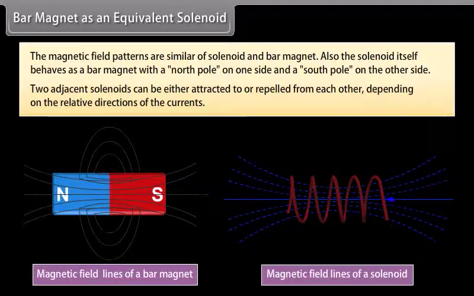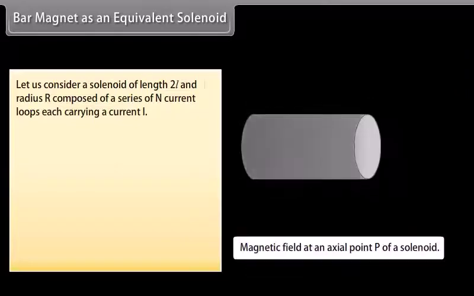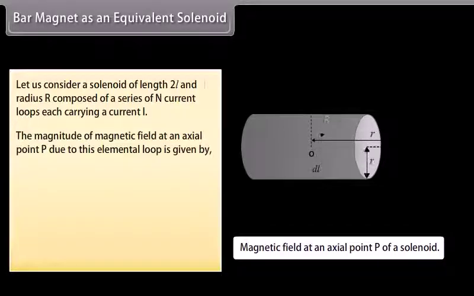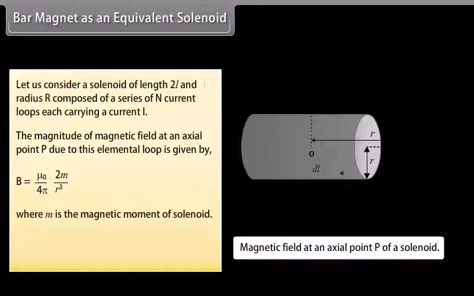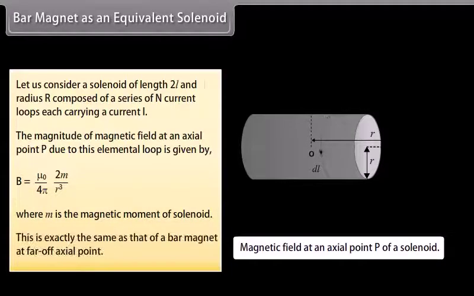directions of the currents. Let us consider a solenoid of length 2L and radius r composed of a series of n current loops, each carrying a current I. The magnitude of magnetic field at an axial point P due to this elemental loop is given by mu naught upon 4 pi multiplied by 2m upon r cubed, where m is the magnetic moment of the solenoid. This is exactly the same as that of a bar magnet at a far off axial point.